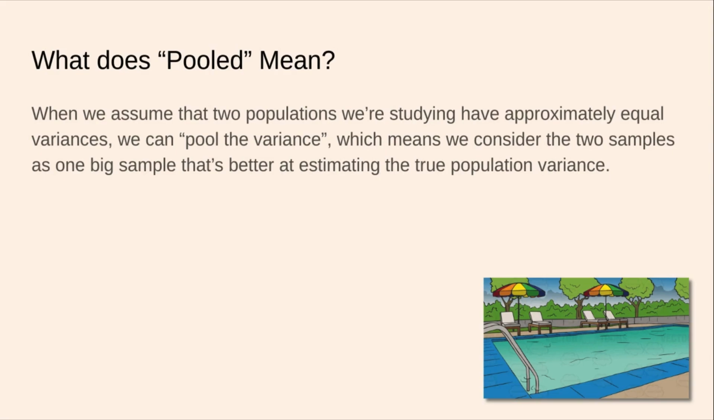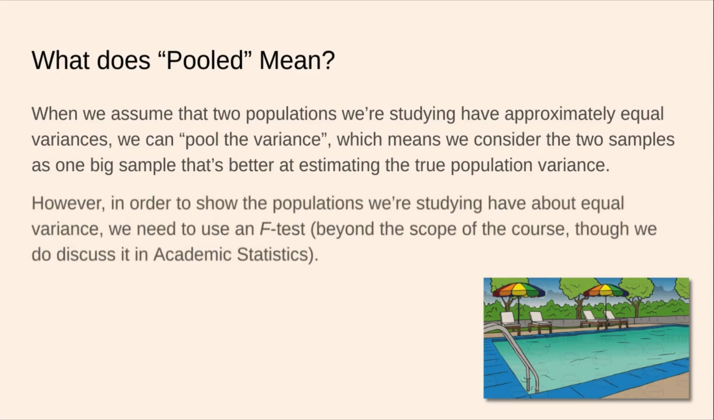So when we assume that 2 populations we're studying have about equal variance, we can do what's called pool the variance, which means we consider the 2 samples that we are using for our study as one big sample that's better at estimating the true population variance for the combined populations. However, in order to do that, in order to increase our sample size, which adds a bit of potency to our hypothesis test or confidence interval, we need to actually show that the populations we're studying have about equal variance, which means we need to do something called an F-test.